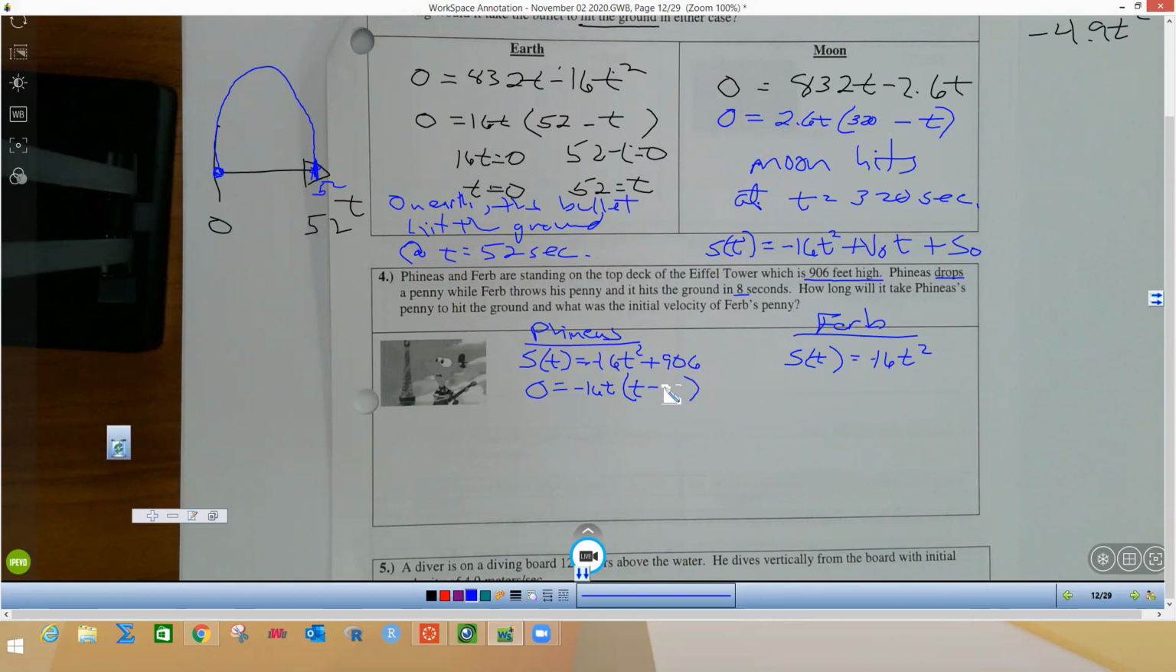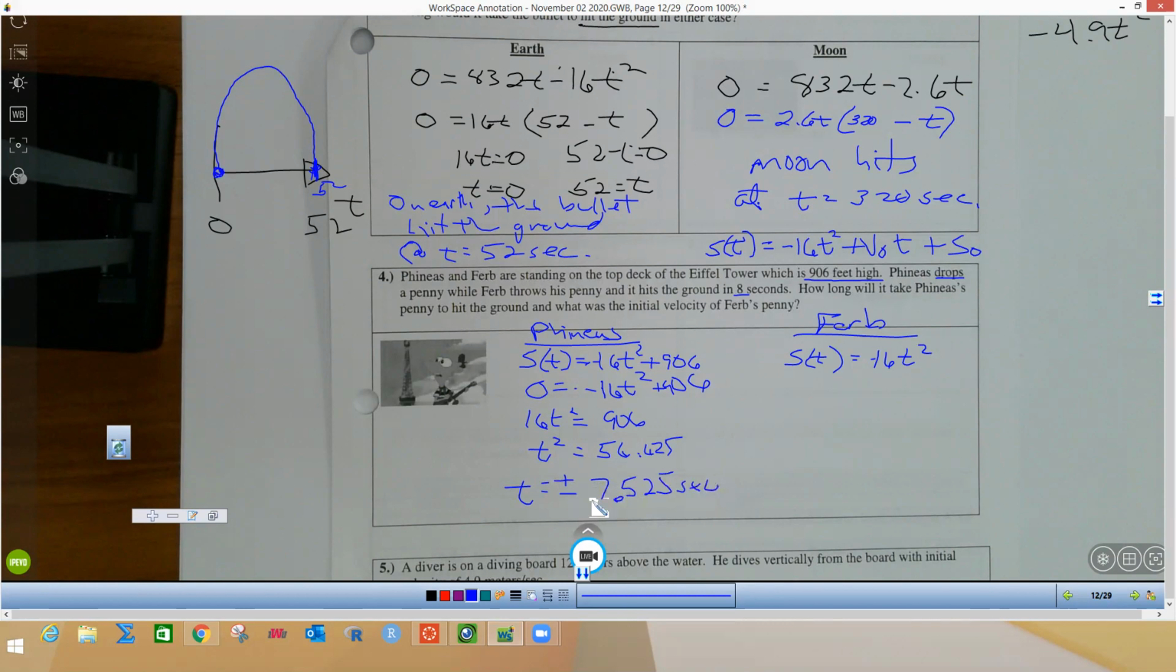How can you take a t out of that? You're right, we don't. I'm wrong. So we said negative 16t squared plus 906 equals 0. We're going to add 16t squared over. Then we're going to divide 906 by 16. Can anyone tell me what that is? 56.625. And then we're going to square root that number. So t is going to equal positive or negative what? 7.525.